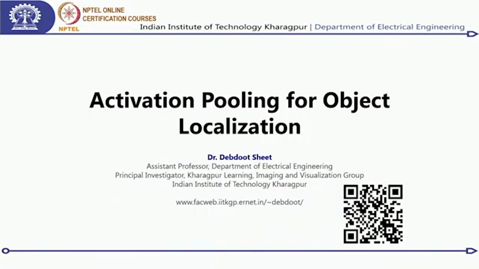Welcome everybody to today's lecture. So, at the start of this week, we are going to focus on another important aspect about visual computing, and that is about object localization.